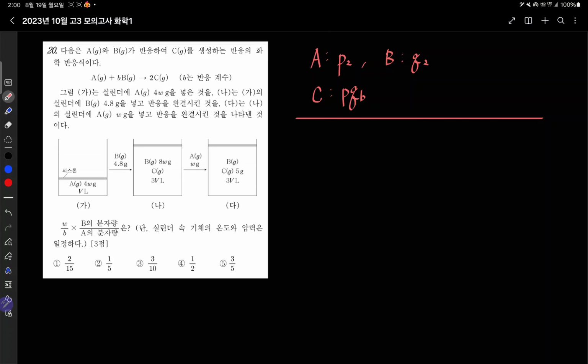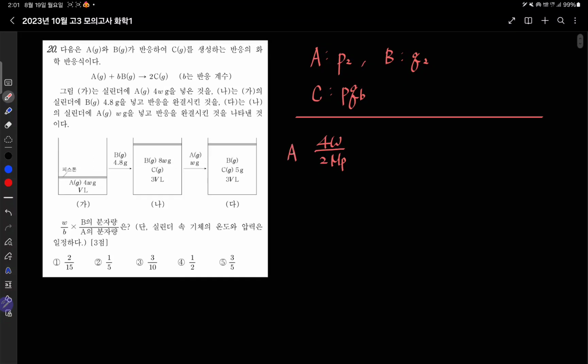So initially, the number of moles in gas A molecule is 4W over 2 times atomic weight of P. And the number of moles in gas B molecule is 4.8 gram divided by 2 times atomic weight of Q. So we can simplify each expression.